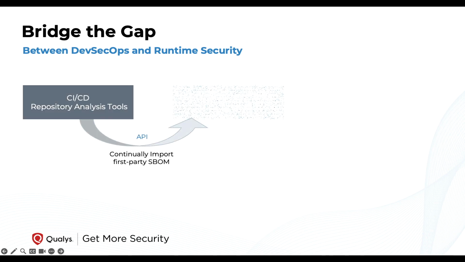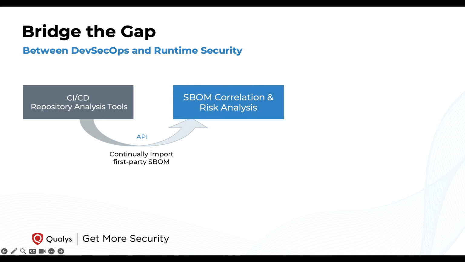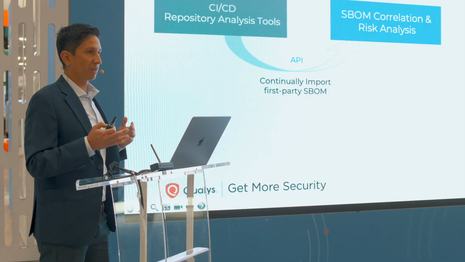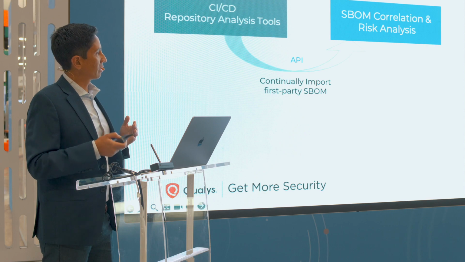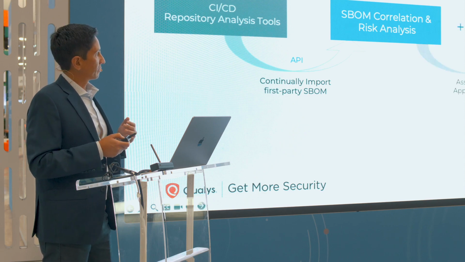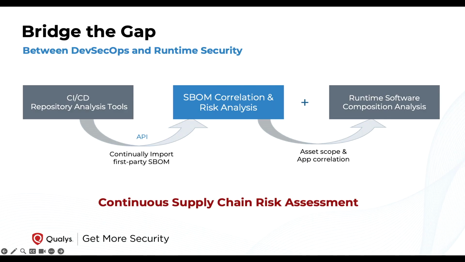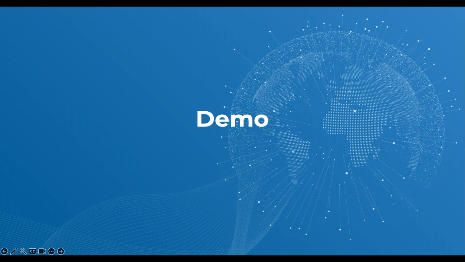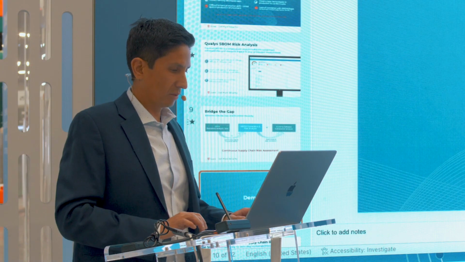So this helps you really bridge the gap between your DevOps team developing your internal applications and your runtime security. And it also helps you better scope the assets that you have to do deeper analysis with the software composition analysis. And this really gives you a continuous supply chain risk management. So let me give you a quick demo.